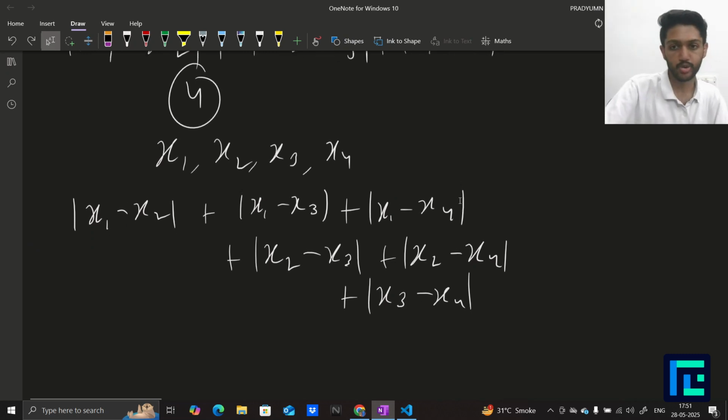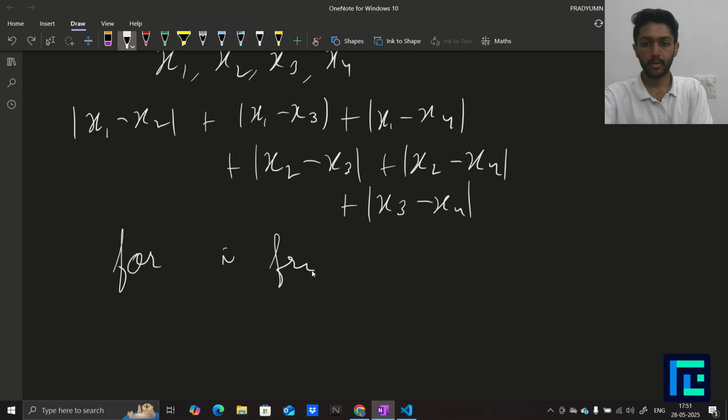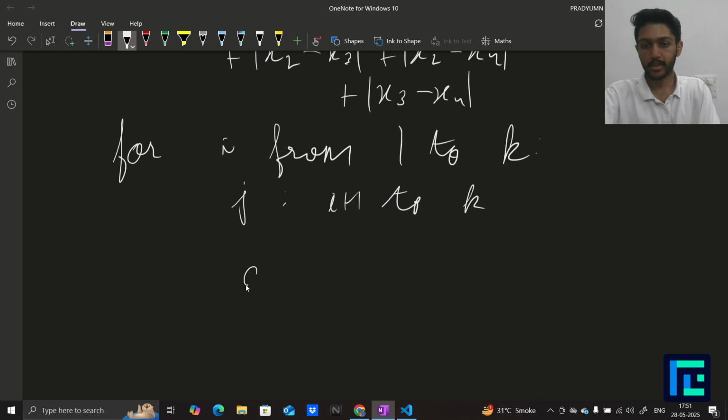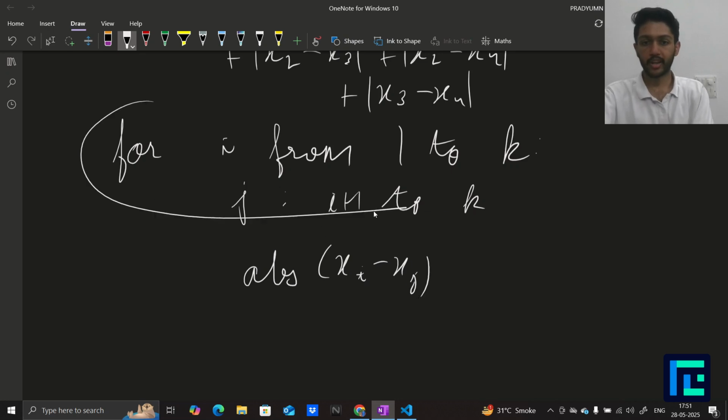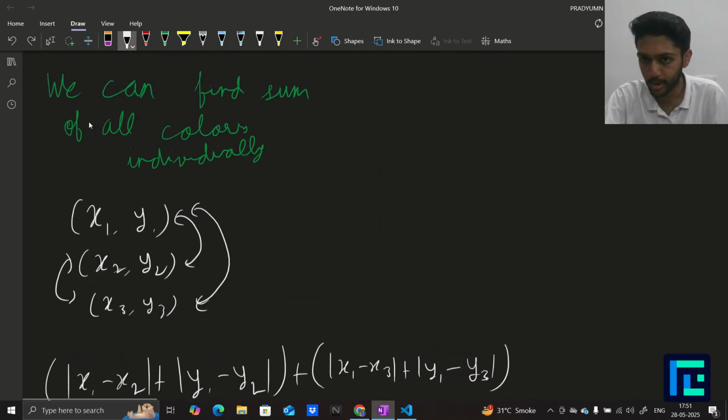One way is just to iterate over all the pairs, right? Just do for i from 1 to k, and for j from i plus 1 to k. You can just add up the absolute value of xi minus xj, right? But this will take O of k square obviously, and that will not pass as we saw. O of n into m will not pass.